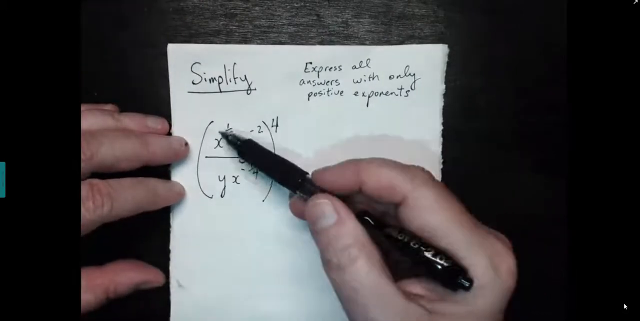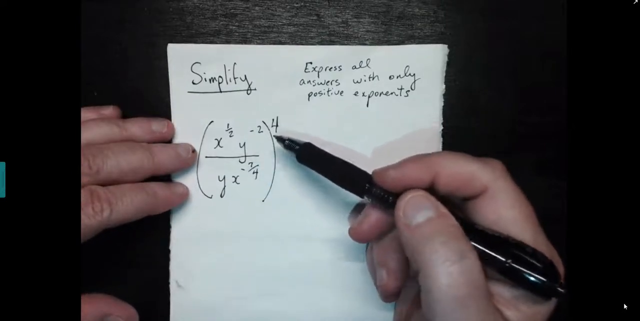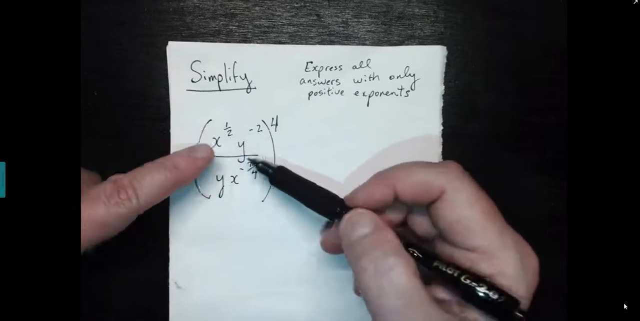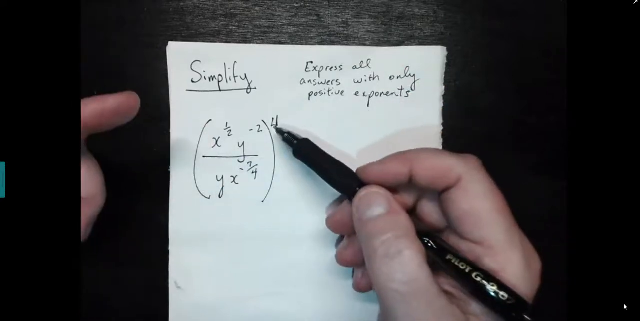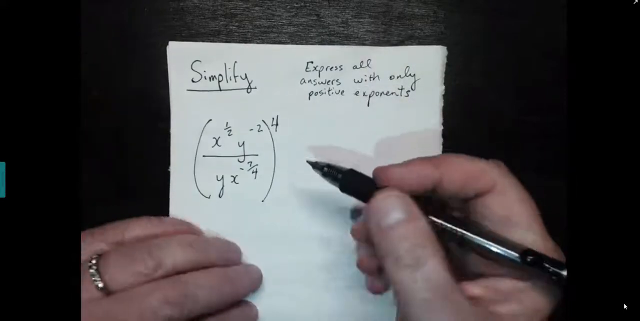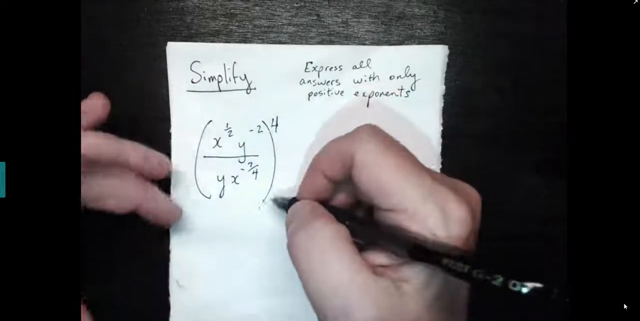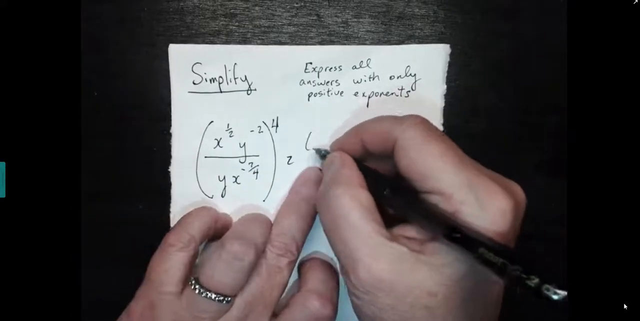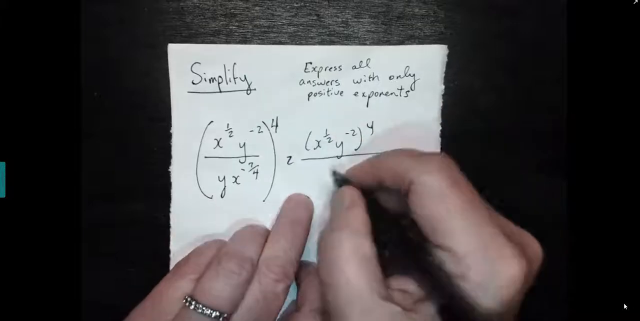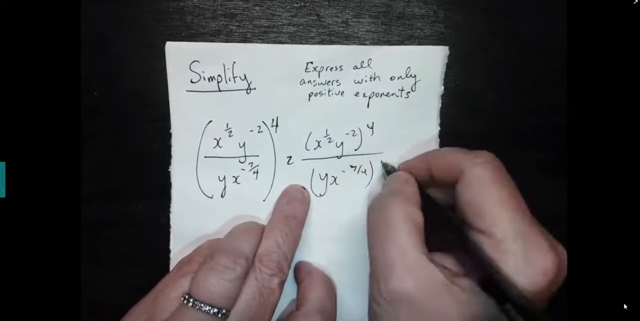Some folks would like to reduce the inside fraction first and then deal with that power of 4. However, if I do that, I'm going to be working with a lot of fractions, and if I apply the power of 4 first, I can eliminate those fractions. So I think that's how I'm going to go. If I have a quotient raised to a power, so the entire quotient is raised to the power, I can just apply it separately to numerator and denominator, which is what I'm going to do.